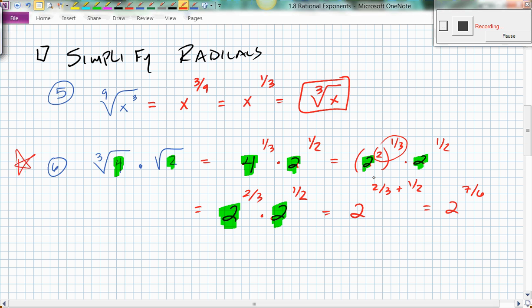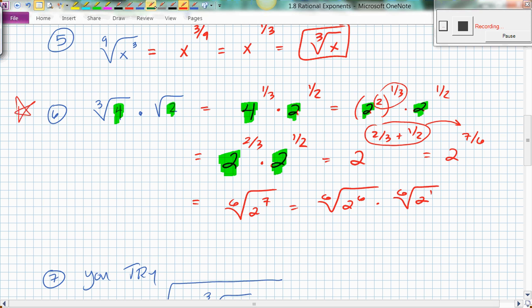If you don't remember how to add fractions, you add those two fractions together to get the 7/6 power, which is just the 6th root of 2 to the 7th, which is the 6th root of 2 to the 6th, times the 6th root of 2 to the 1st.